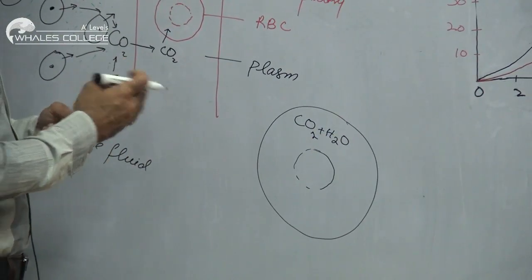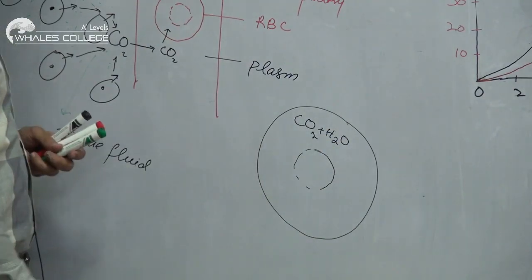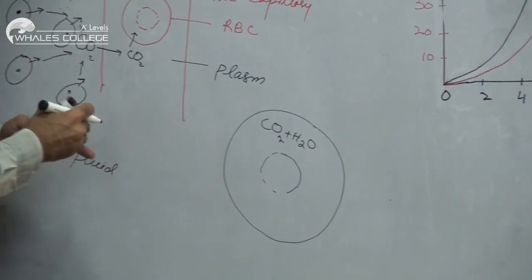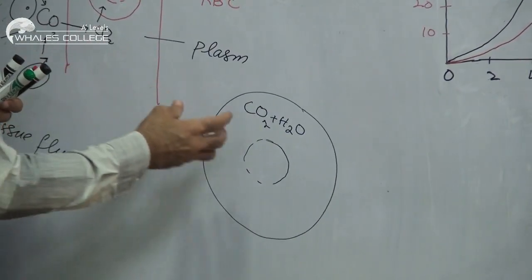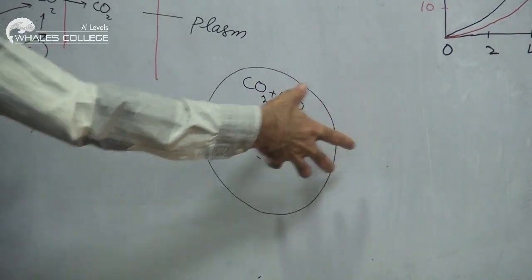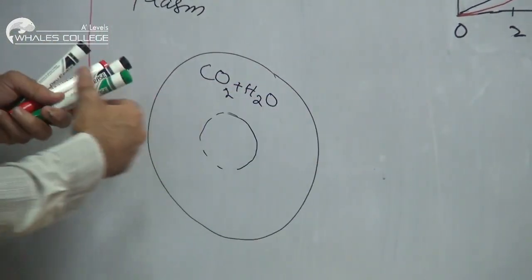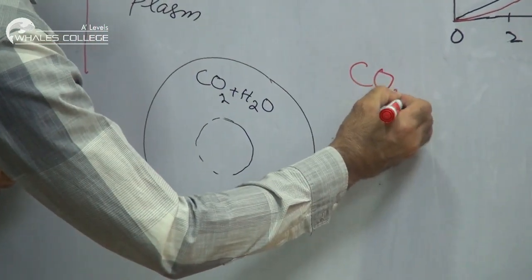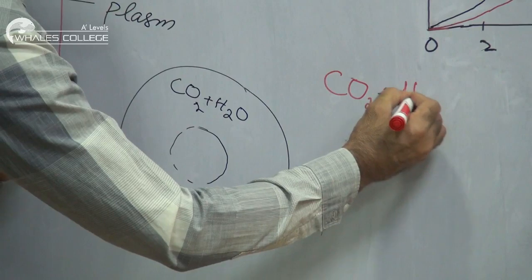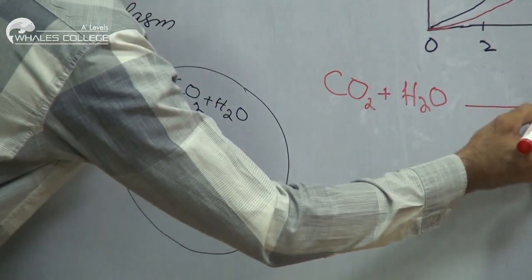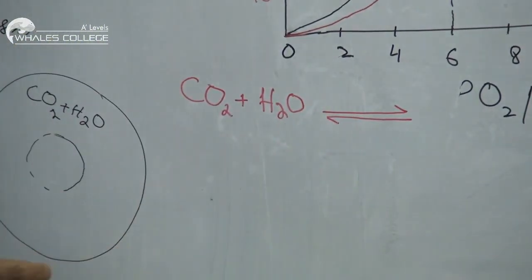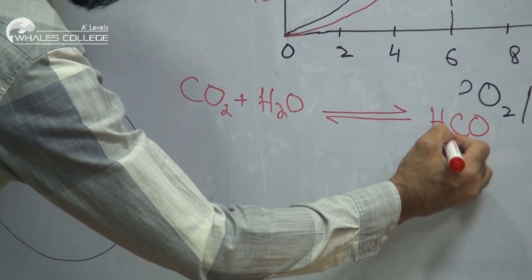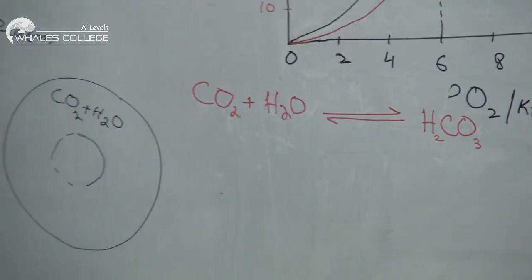Water in the cytoplasm of the RBC cell, because it's a cell, so it must have cytoplasm, and it is a reversible reaction. Look, here's some short space, so I'm going to draw this equation here. Carbon dioxide plus water, a reversible reaction, and it makes carbonic acid, that is H2CO3. But this is a reversible reaction.